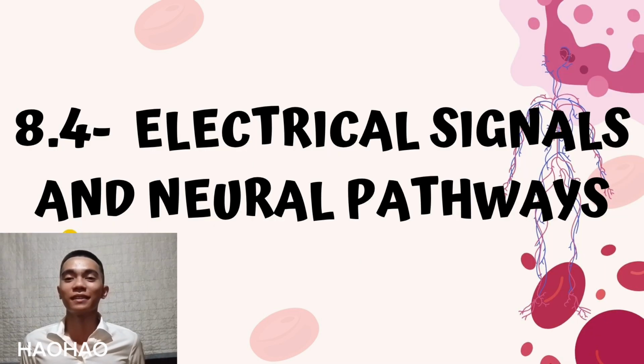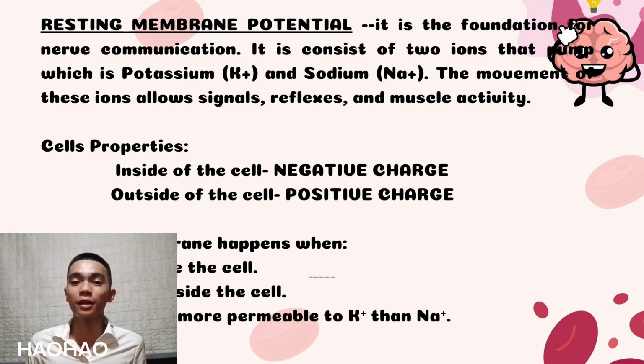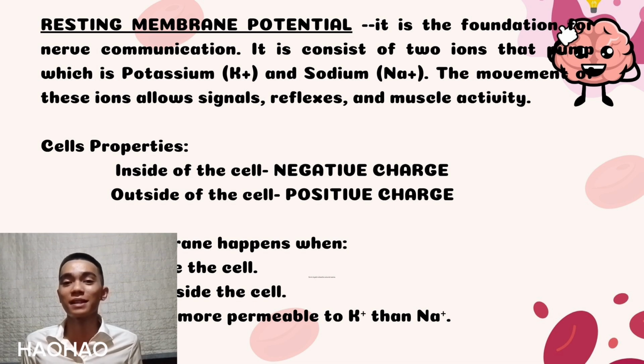And from now on, let's proceed to the electrical signals and neural pathways. So, what is resting membrane potential? Resting membrane potential is the foundation for nerve communication. It consists of two ions that pump, which are potassium or K+, and sodium or Na+. The movement of these ions allows signals, reflexes, and muscle activity. In the cell properties, inside the cell is negatively charged, while outside of the cell is positively charged.